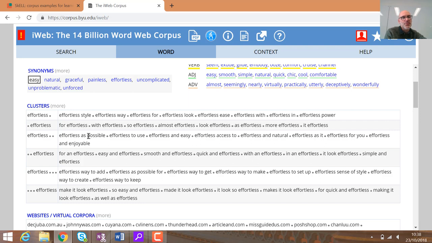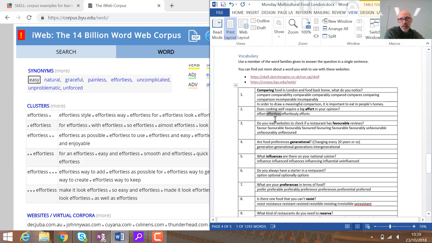Two dots is two words to the right. I suppose that's part of as effortless as possible, effortless to use, effortless access to. Let's come down to this one, because these potentially are more useful for food. Effortless way to add flavor, add style to your food. Effortless way to get nutrition, maybe. Effortless way to make. That's definitely a chunk that we can use in our answer. So let's take that. Effortless way to make.